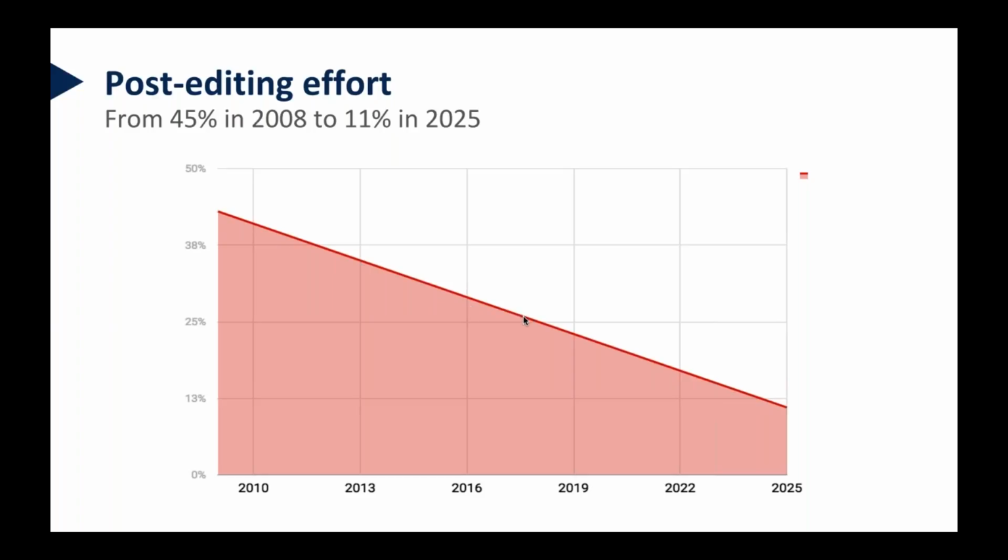It decreased by almost 20% on average, and this of course does not take into account all the language combinations. This is just the average. So imagine that in about 5 years, from having to change on average half of the translation, now we're going to change about a quarter of the translation. So as you can see, this means that machine translation is producing increasingly better output.